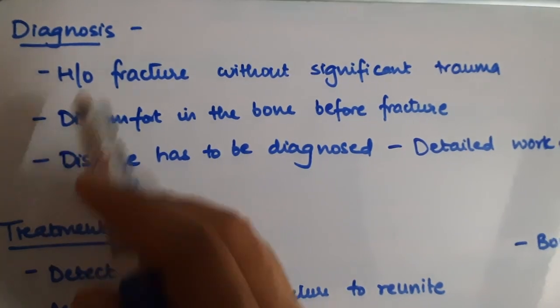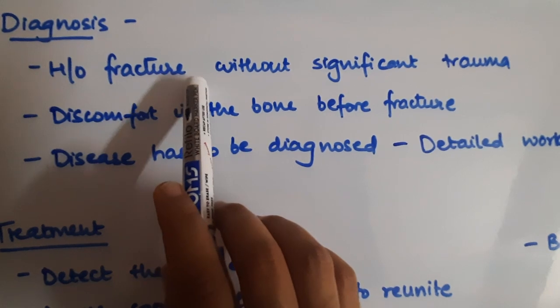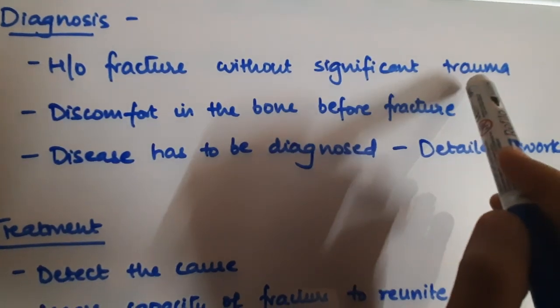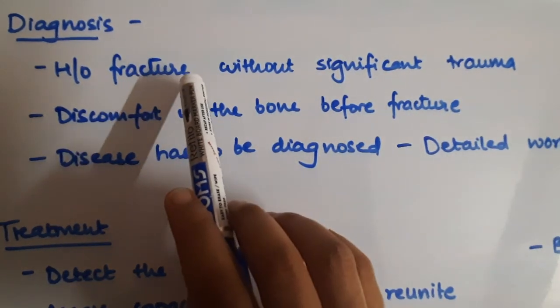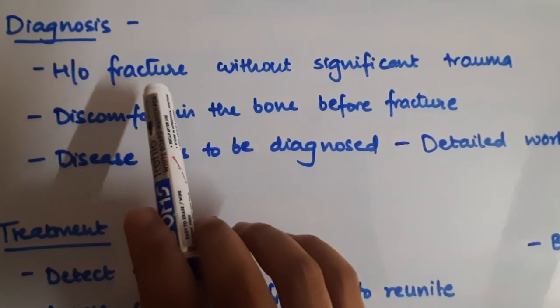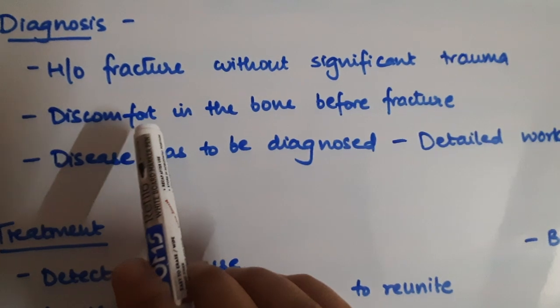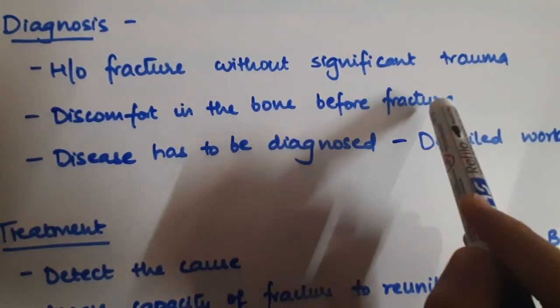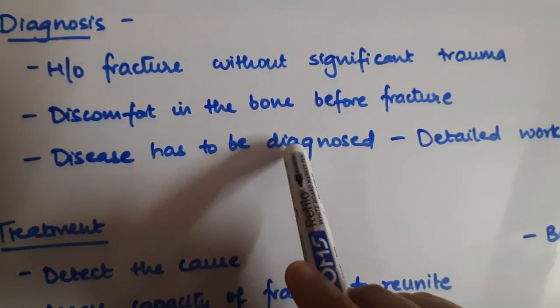A diagnosis of a pathological fracture is made when we see that there is a history of fracture without any significant trauma. Like I said, the trauma will be very trivial, and a patient presenting with a fracture like that should give us a suspicion of the fracture being a pathological fracture. There might be some discomfort in the bone before fracture. The disease has to be diagnosed in this case.